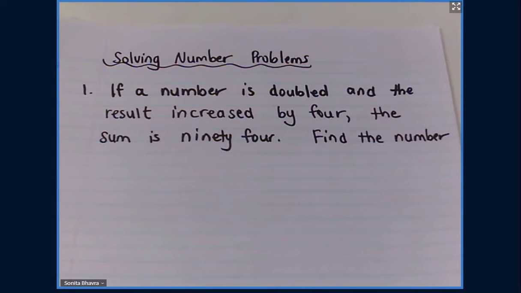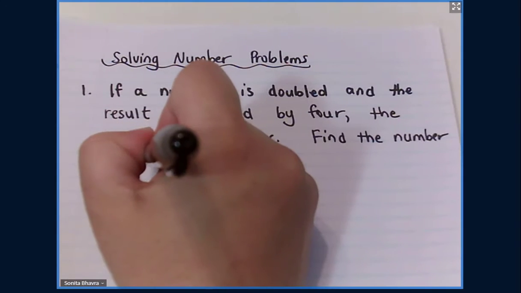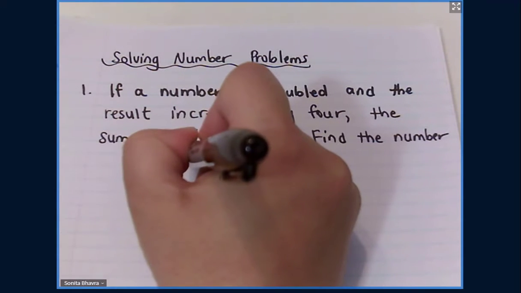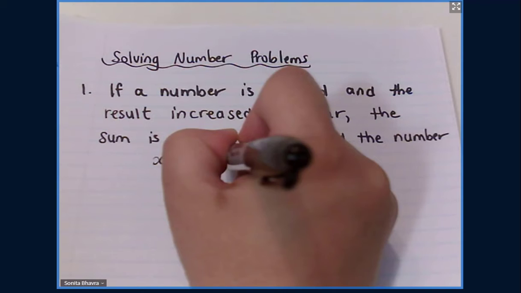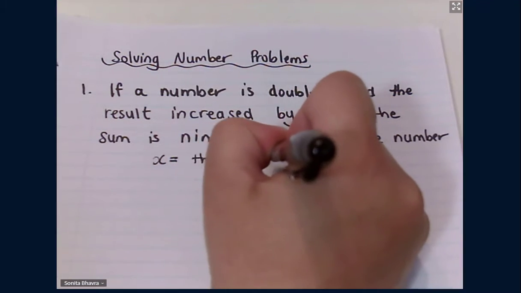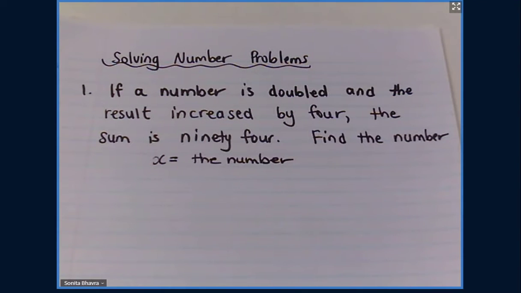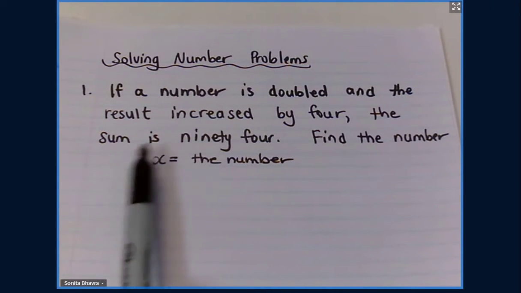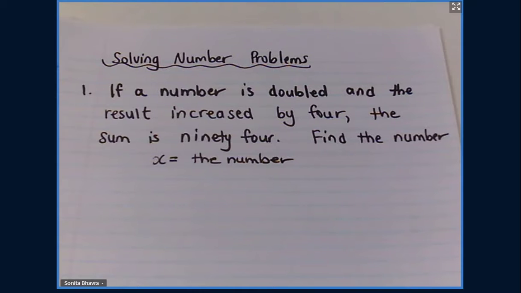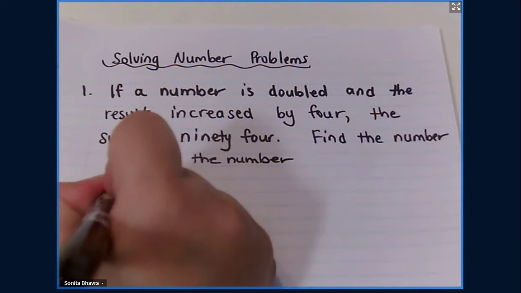So the first thing we're going to say here is X is going to equal the number. So we're going to use X as the variable. Next, let's start coming up with our equation. So we know that a number is doubled. That means we're going to take X and we're going to double it. That means you're going to multiply it by 2. So 2X.